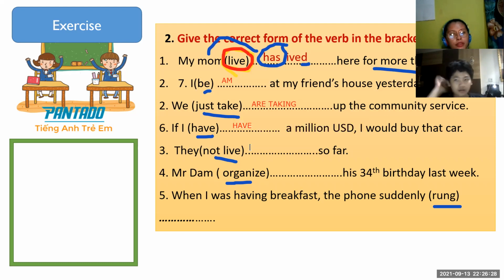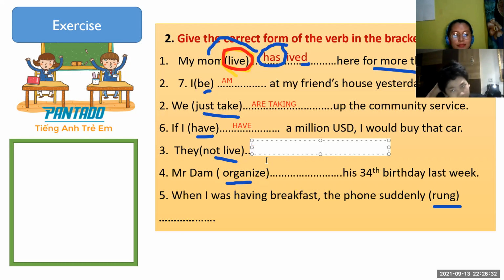Okay, how about they not live so far? Not live. They aren't living here, maybe. They're not living. Next one, Mr. Dom organized his 34th birthday last week.